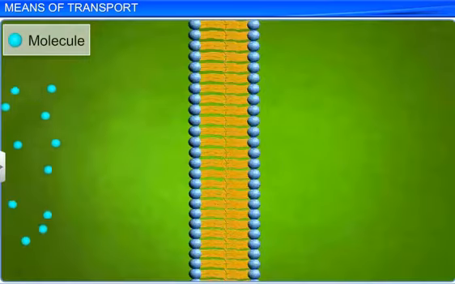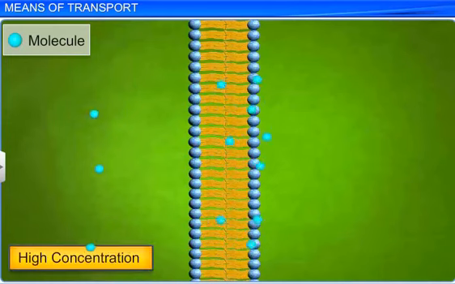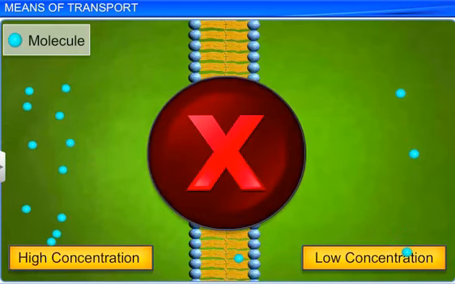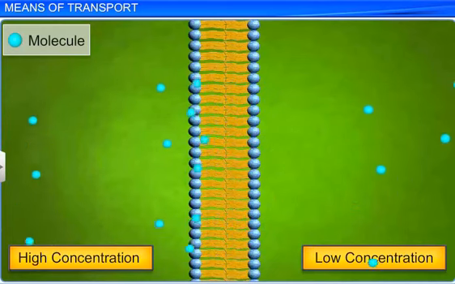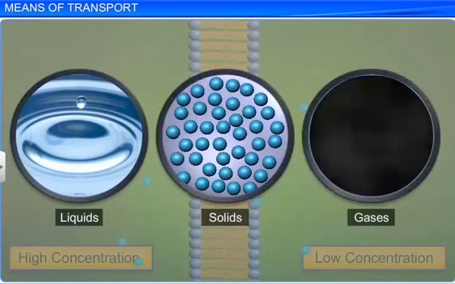In diffusion, the molecules move in a random manner, generally moving from a region of high concentration to lower concentration. Diffusion is a passive process. It requires no expenditure of energy. It is a slow process, independent of a living system, and can take place in all states: liquid, solid, and gaseous.